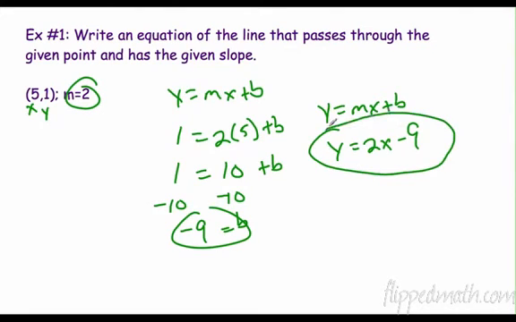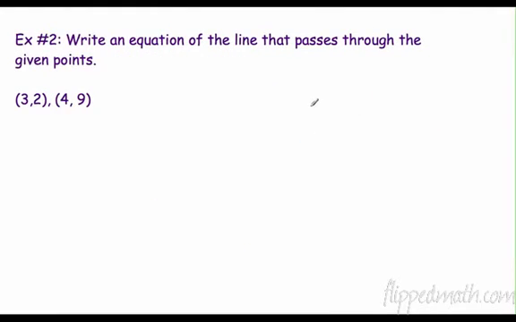There you have it. All right, let's try another one. Write an equation of the line that passes through the given points. Start, like always, with y equals mx plus b. All right, so now let's see what I have. Ooh, I have an x, I have a y, I have another x, and another y. No slope. I can use my slope formula.